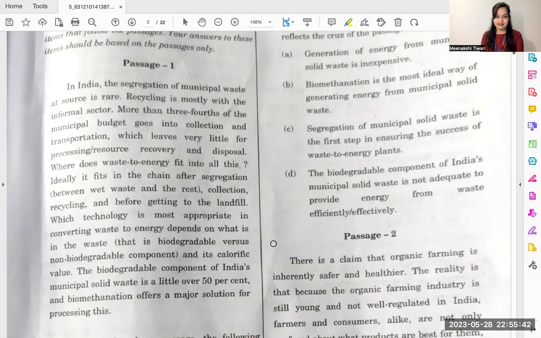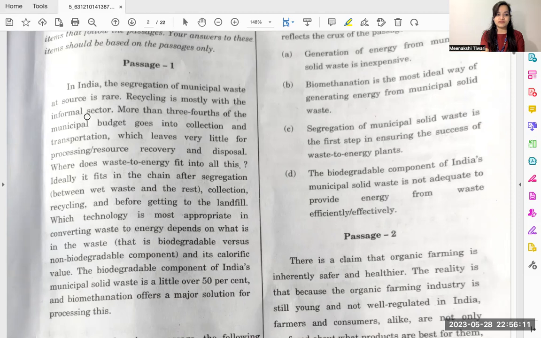In India, the segregation of municipal waste at source is rare. Why? Because awareness is not that much. Segregation of municipal waste at source is rare. That means in front of companies or our homes, when we throw things into dustbins, we don't really keep multiple dustbins. So traditionally, our orientation has been that way.